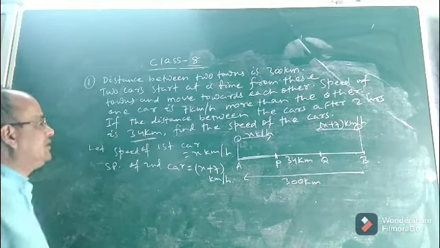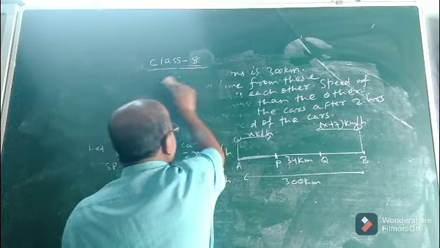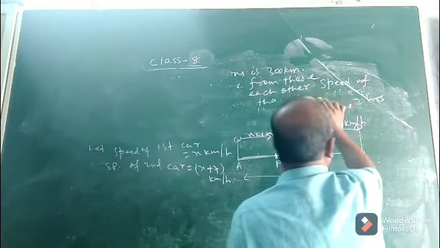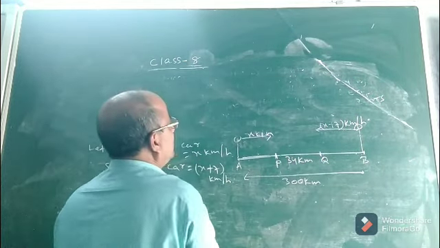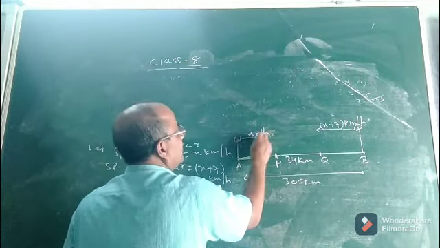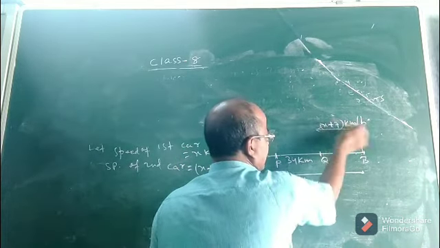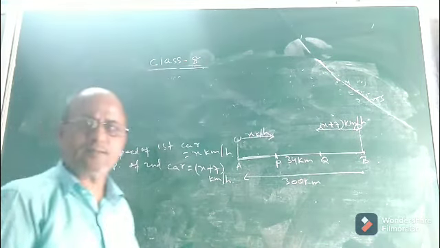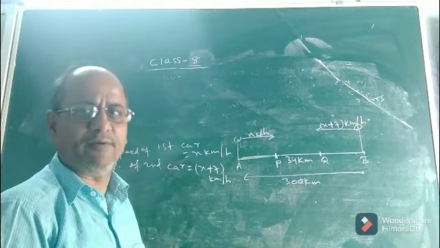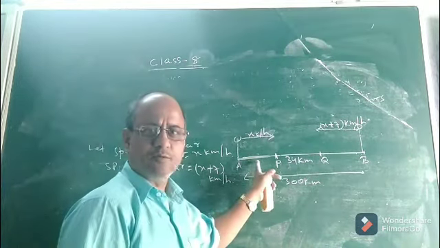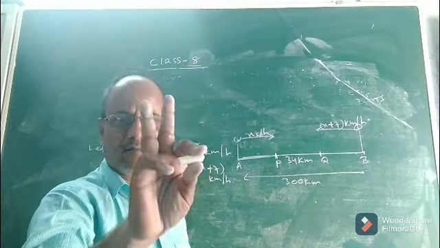Now, children, we have the speed of the first car and the speed of the second car, that is x km per hour and x plus 7 km per hour. This car is moving at a speed of x km per hour, and the car leaving town B is moving at a speed of x plus 7 km per hour. Now, for how long have both of them traveled? According to the question, they have traveled for 2 hours.